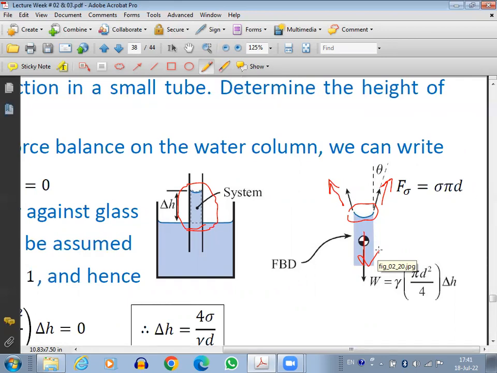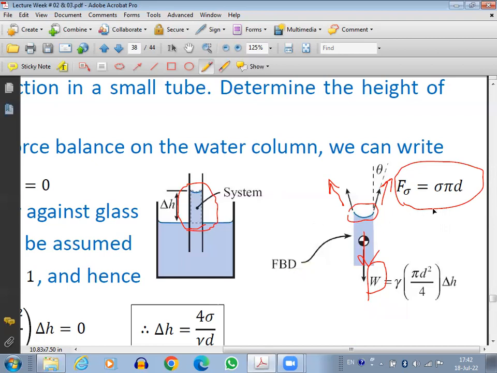Water will go up as long as the surface tension force is higher than the weight. But as the water goes up, the water column is increasing, so the weight of the water in the column is also increasing. So time will come when the two forces will balance each other. The weight of the water column will become equal to the surface tension force, which is trying to pull the water up. This is the point when the water will stop. Otherwise, the water will continue to rise up. So we can actually see this balance.